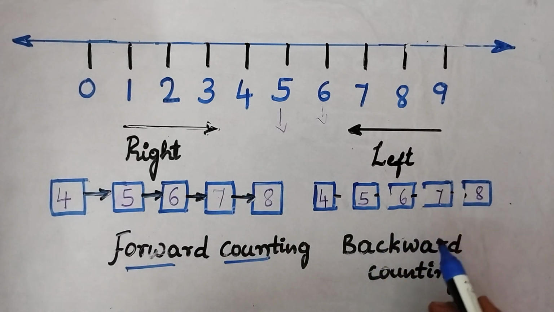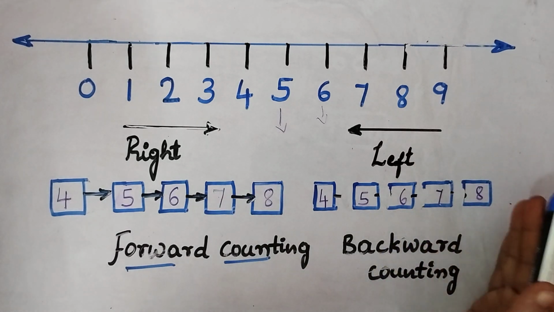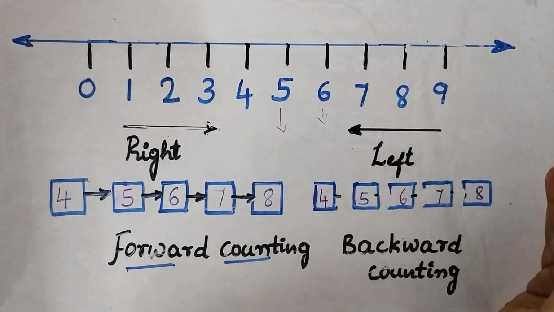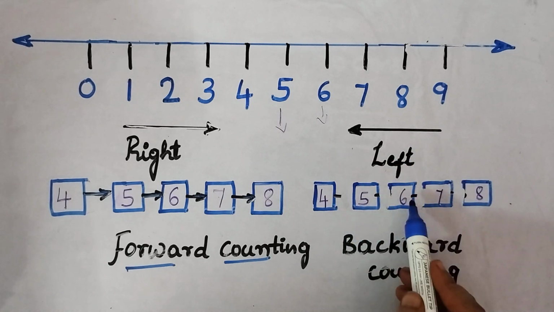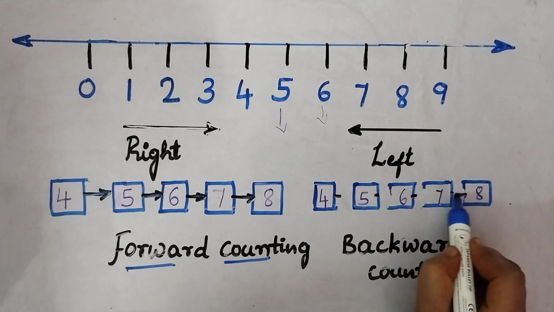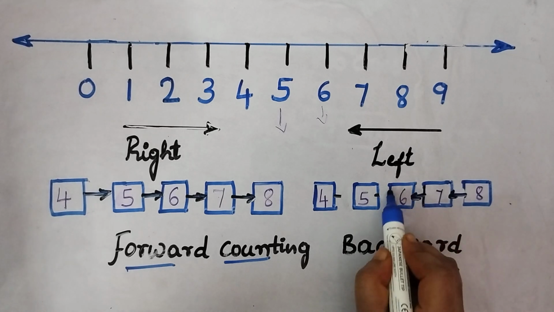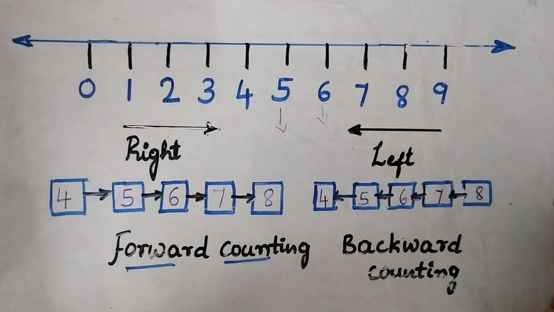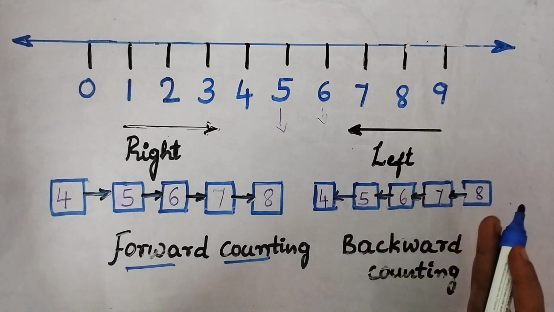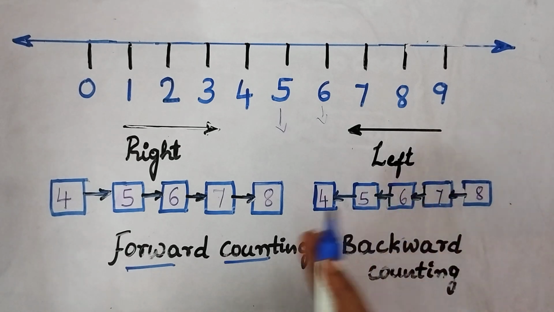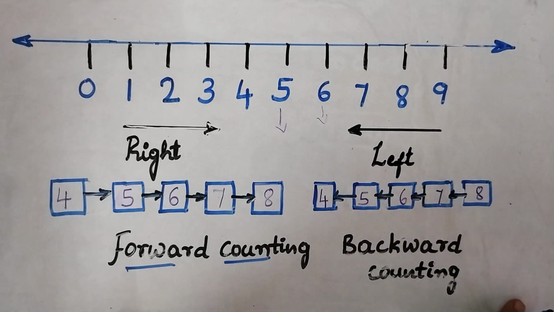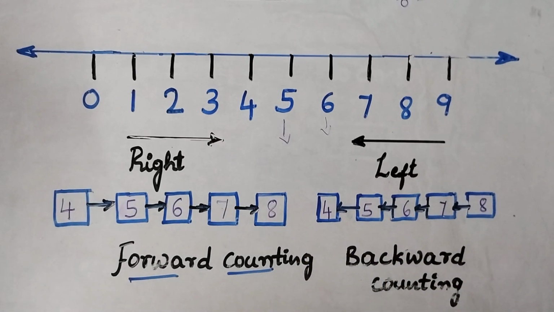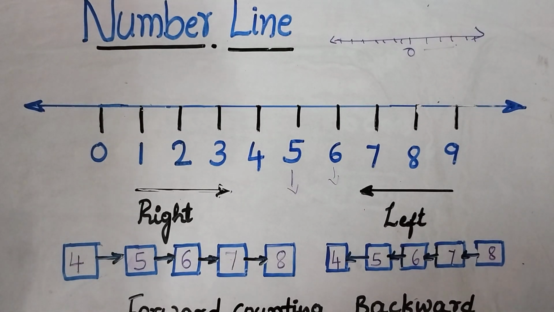Next, what happens for backward counting? Backward means going back. Okay, so that is right to left. For example, 8, 7, 6, 5, 4. I will show you an arrow mark like this. This means the number decreases when counting backward. The number value decreases when counting backward. So we call it backward counting. So this is about number line and forward counting as well as backward counting.